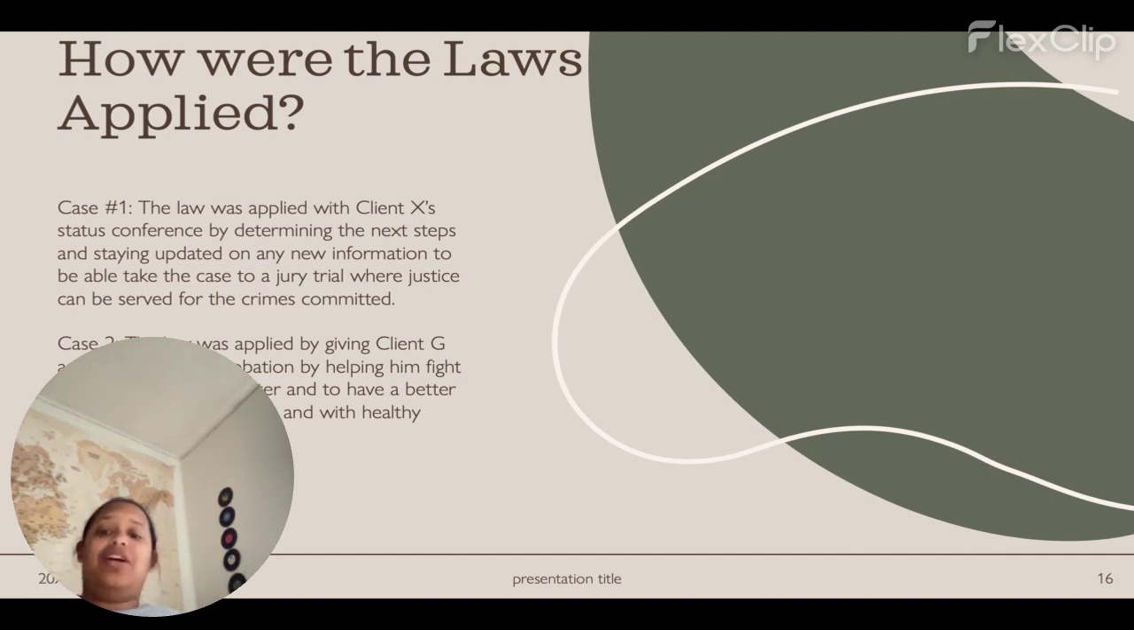Case two, the law was applied by giving client G another chance at probation by helping him fight addiction at a rehab center and to have a better life, not served behind bars, with a healthy mental health.